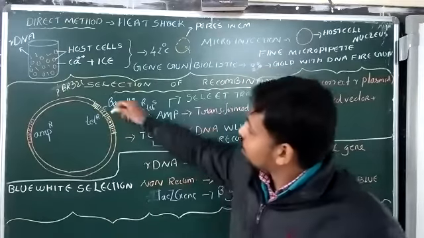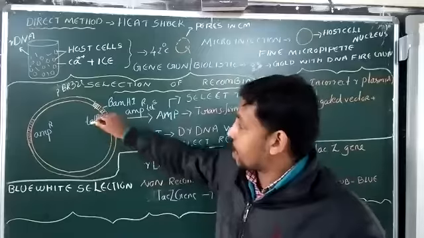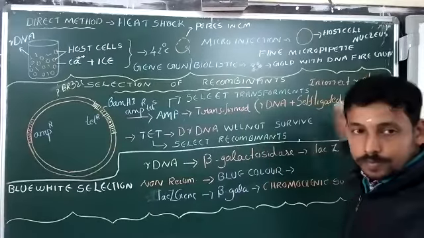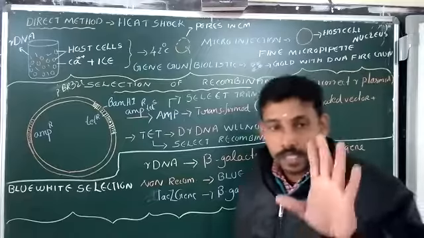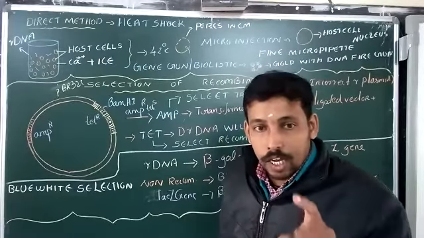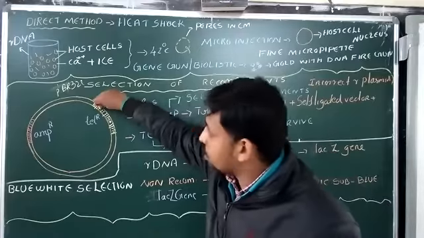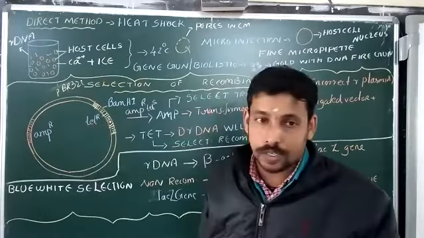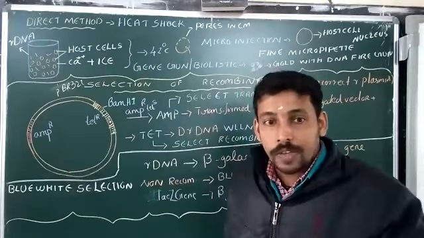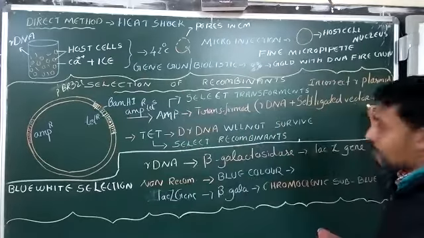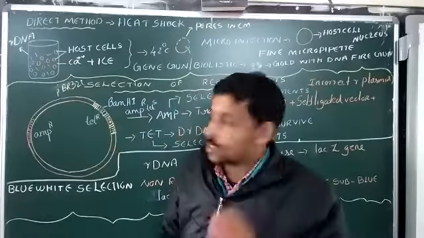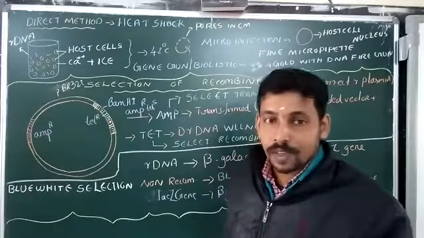At that time, the vector will not lose tetracycline resistance. That is what? Self-ligated vector. rDNA means what? The desired recombinant DNA. If the desired recombinant DNA is here, it will lose tetracycline resistance, but it is having what? Ampicillin resistance. Okay. If it is self-ligated vector, it will not lose tetracycline resistance as well as ampicillin resistance.